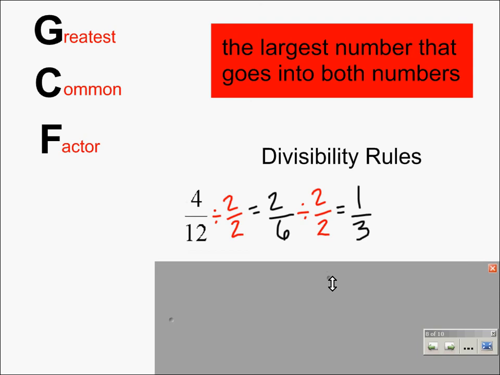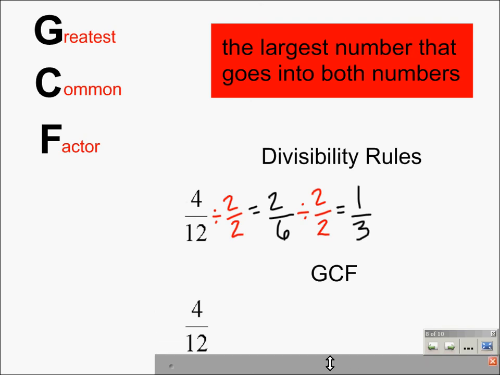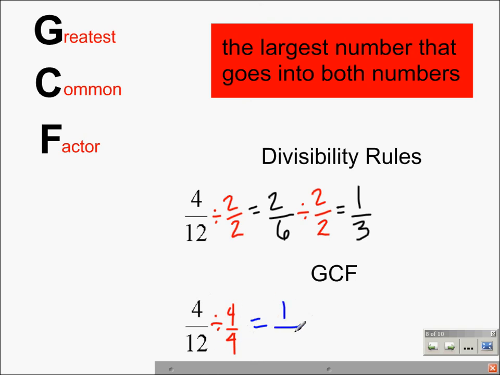Well, now let's take a look at using this greatest common factor. Greatest common factor says if I take a look at 4 and 12, what's the largest number that goes into both? Well, that would be 4. So let's divide by 4 over 4, and again, that is equal to 1, so it's not going to harm our fraction. 4 divided by 4 is 1, and 12 divided by 4 is 3. You can see we came up with the same answer, but we didn't have to do as much work. And that's what the greatest common factor allows us to do.